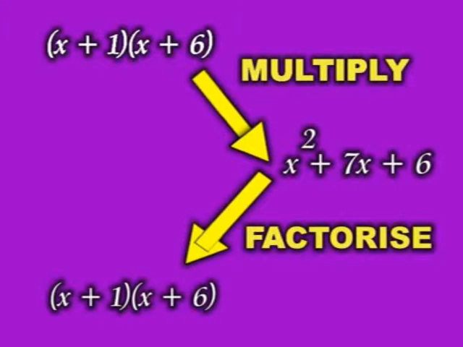If I have x plus 1 times x plus 6, it would give me, if I multiplied it out, x squared plus 7x plus 6. Hence, if I have x squared plus 7x plus 6, and I go in the opposite direction to multiplication, i.e. I factorize it, I could get as an answer x plus 1 times x plus 6.